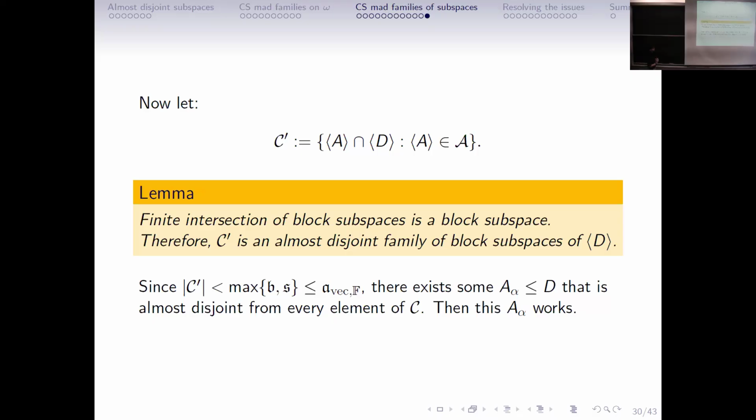If we did not know that a finite intersection of block subspaces is a block subspace, then we can't apply this inequality here. It's possible to define a similar cardinal invariant for the case of our mad family of subspaces, not necessarily block. It's not known if this is greater than the max of B and S. I know that you are convinced that it is, but there's no proof in the literature at the moment.